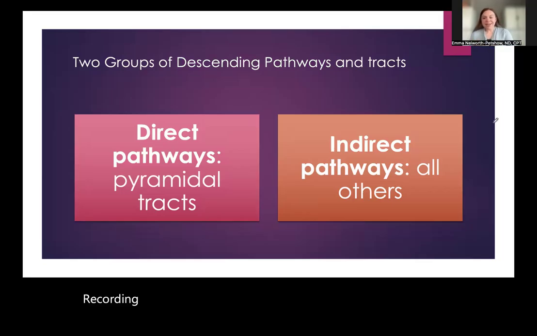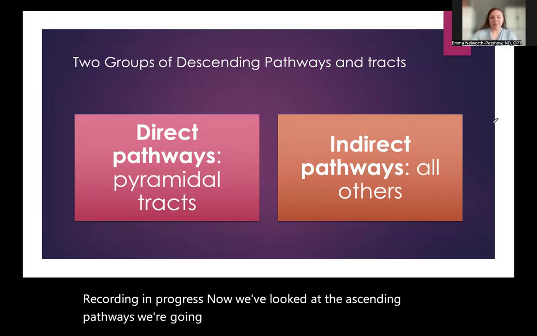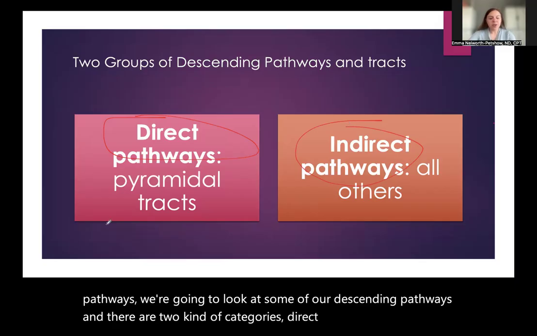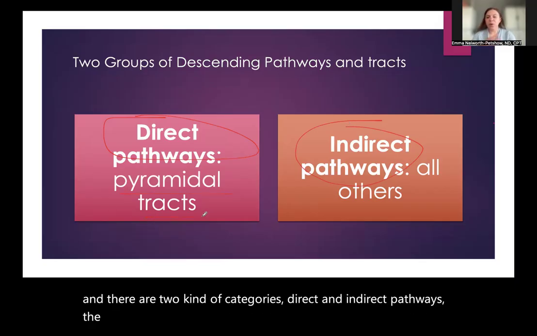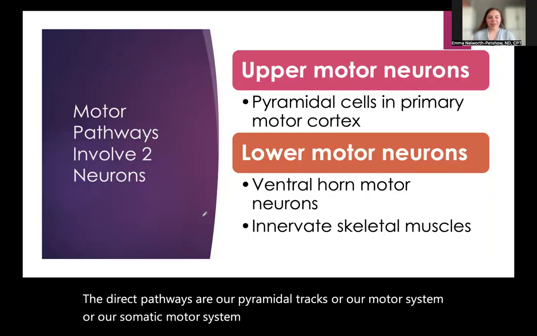Now that we've looked at the ascending pathways, we're going to look at some of our descending pathways. And there are two categories, direct and indirect pathways. The direct pathways are our pyramidal tracts, or our somatic motor system. And then the indirect pathways are everything else.